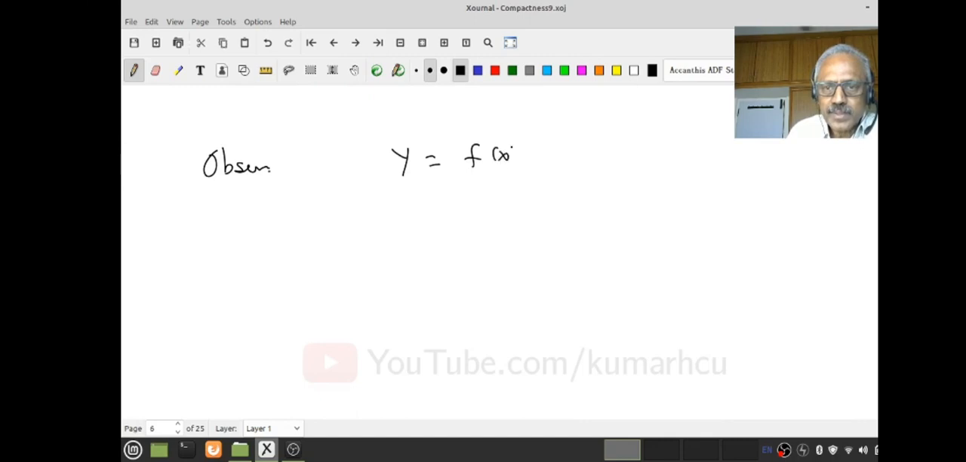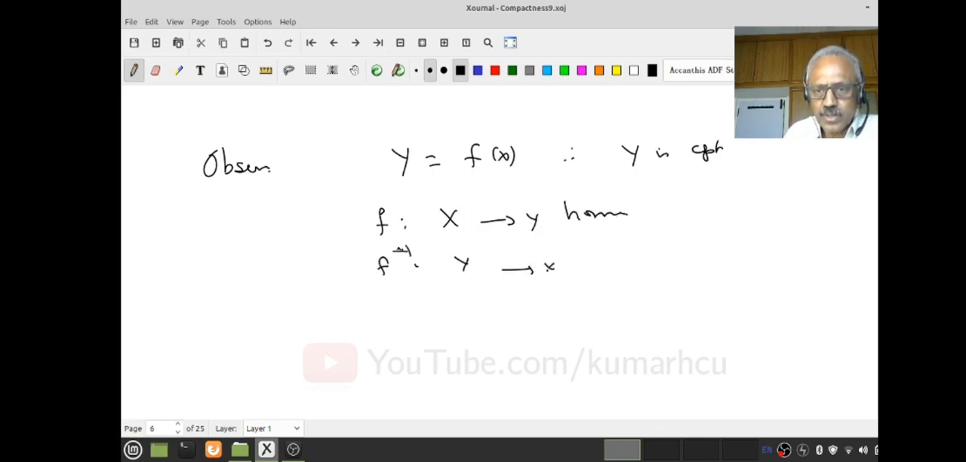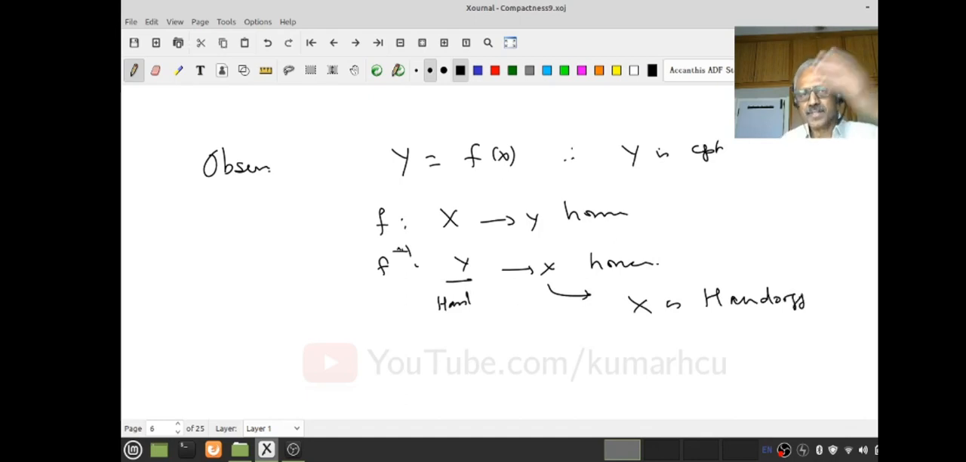Okay. Y equals F of X. Therefore, Y is compact, which was not given originally. Now F is a homeomorphism from X to Y, and therefore F inverse from Y to X is a homeomorphism, and thus this, I know, is Hausdorff. Therefore it follows X is Hausdorff. Again, this is not given earlier. You understand that? Okay, so pause, review, proceed.